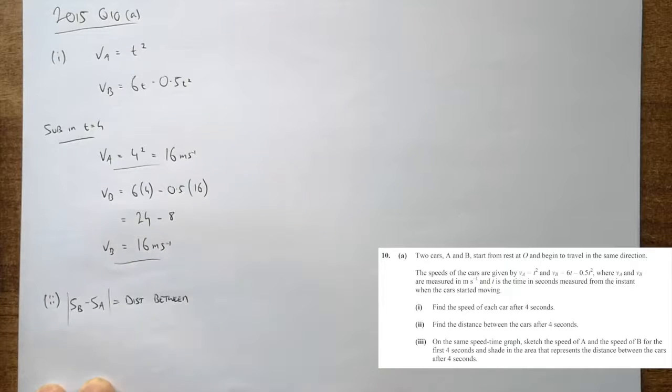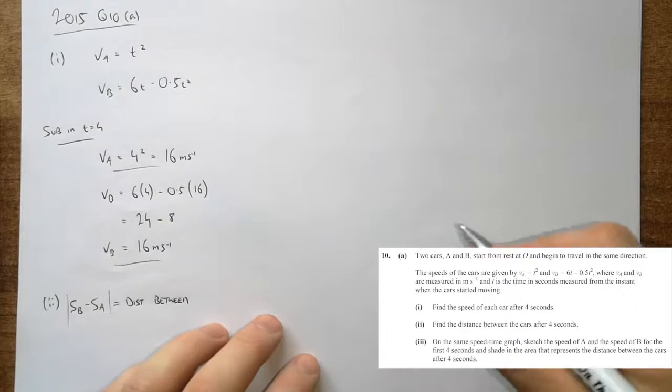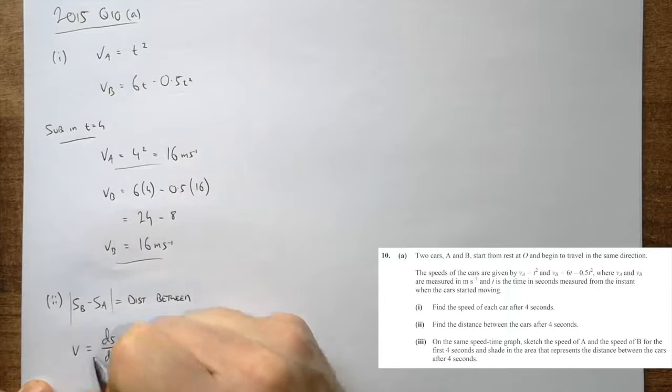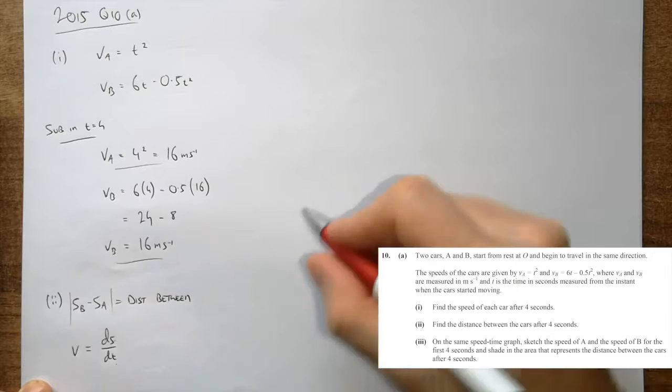Strictly speaking, it's the absolute value of SB minus SA, because at this stage, I'm not going to worry too much about which one of these is going to be going faster. All right, so we just flip the sign at the end of it. Now, what we've got to find out then is SB and SA. Well, this is a bit we need to know. Velocity is ds/dt. All right, velocity is the rate of change of distance over time. All right, so that is how we're going to figure this out.